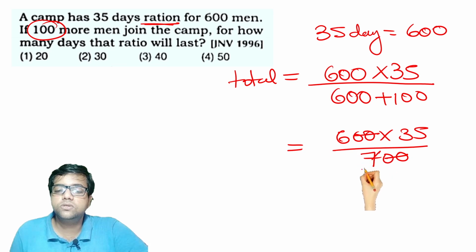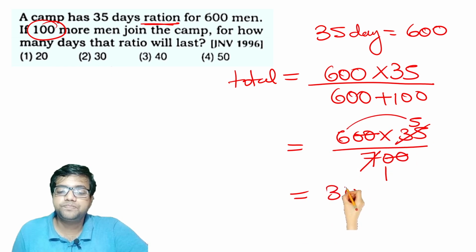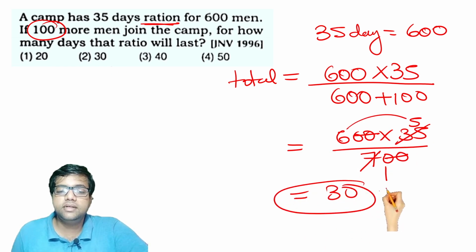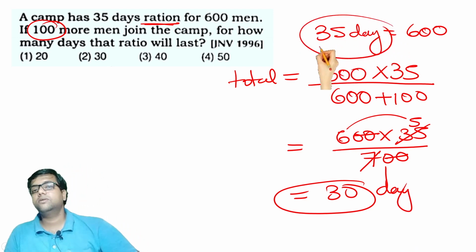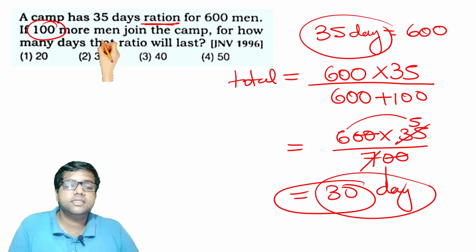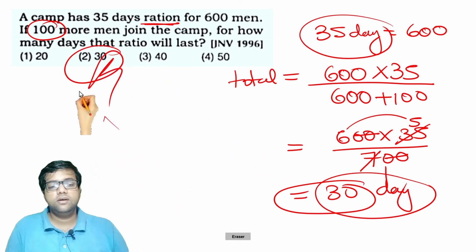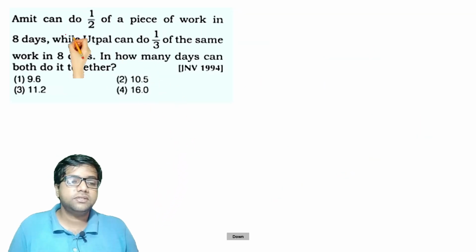2 zeros go away. 7 1s are 7, 7 5s are 35. So you get 6 5s is 30. So 30 days. Initially, it was able to run for 35 days. Now it will be able to run for 30 days. So therefore, option 2 is the right answer for this question.